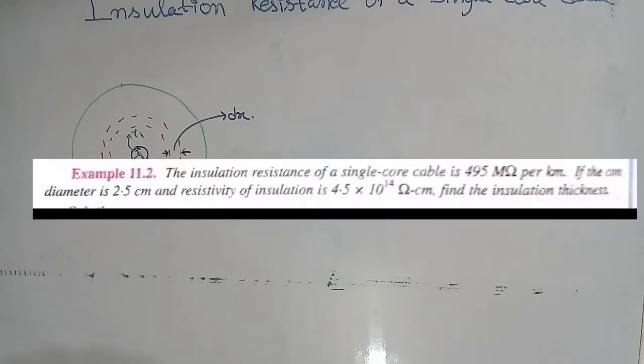Now the next problem: the insulation resistance of a single core cable is 495 mega ohm per kilometer. If the core diameter is 2.5 centimeter and resistivity of insulation is 4.5 into 10 to the power 14 ohm centimeter, find the insulation thickness.